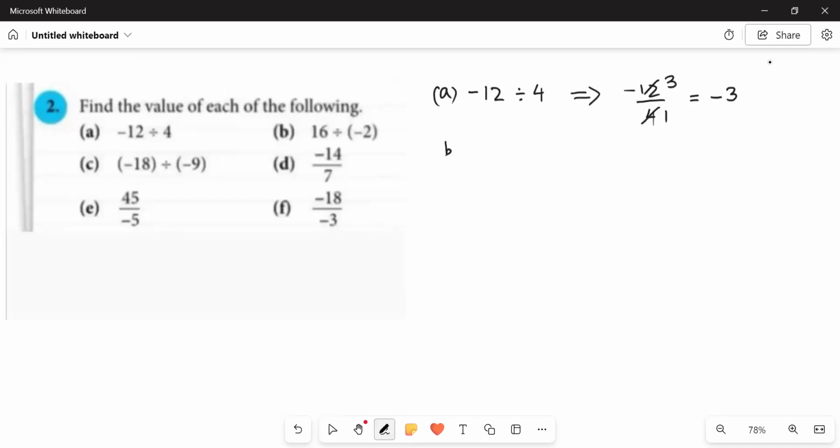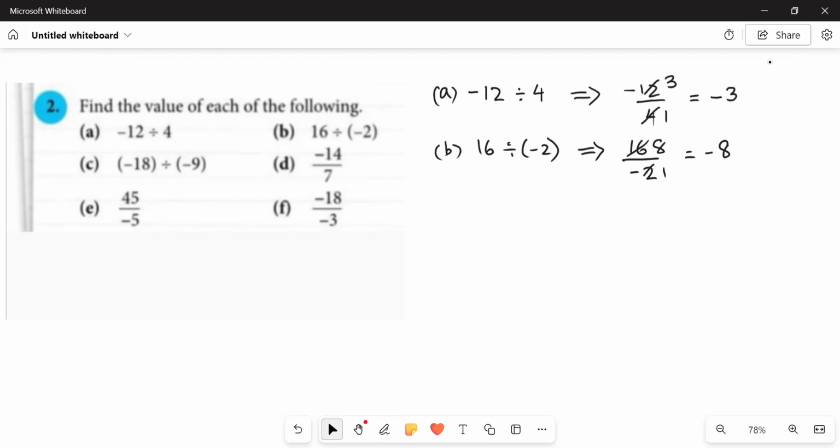Okay. Then we have part B, 16 divided by minus 2. We will write it as 16 in the numerator, minus 2 in the denominator. 2 ones are 2, 2 eights are 16. After simplifying, we get the answer 8. And this minus sign will be carried forward because plus minus gives a minus sign. So the answer would be minus 8. And keep in mind, if the denominator is 1, we don't need to write it down.